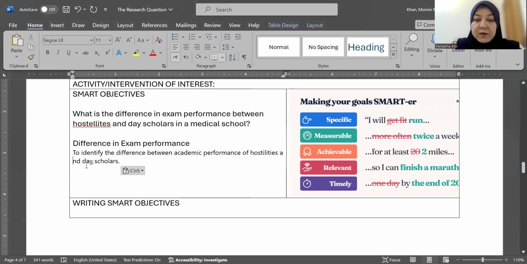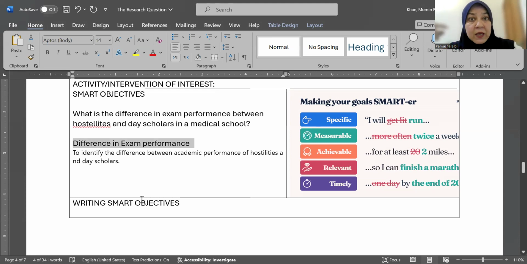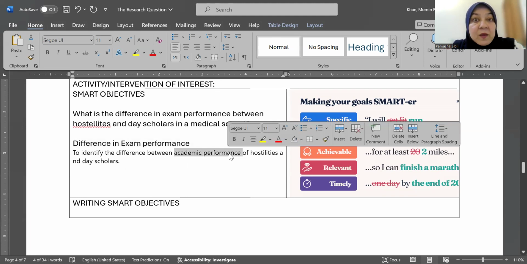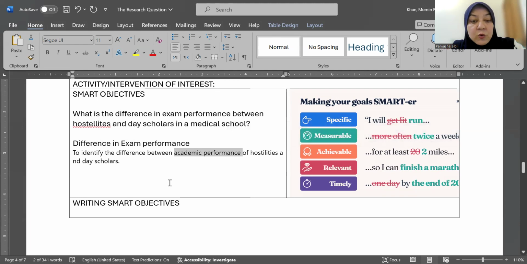So difference in exam performance, whoever sent this, this is not an objective. Look, this is a phrase. I know what you mean. What you're thinking in your mind is to find the difference in exam performance. Then somebody said to identify the difference between academic performance of hostelites and their scholars. Now, academic performance is very broad. I think Isha wrote that.